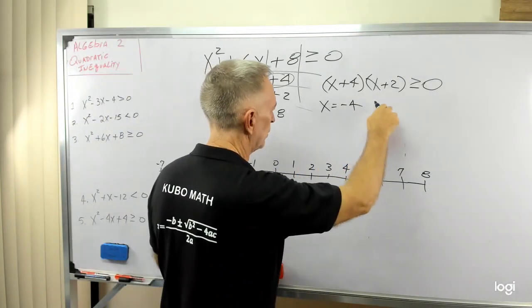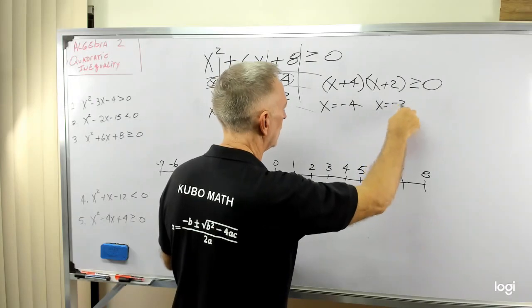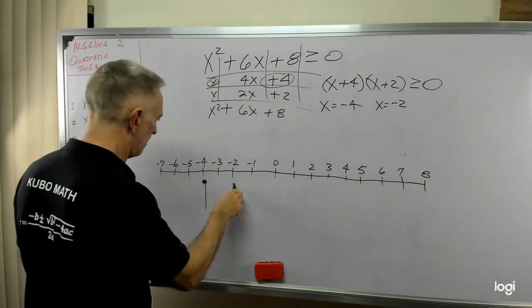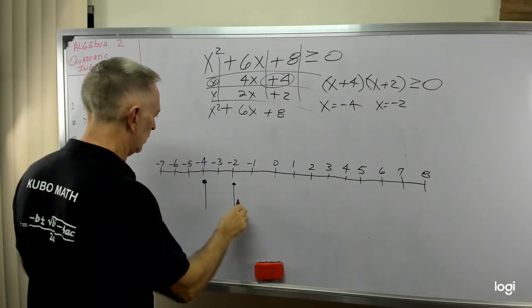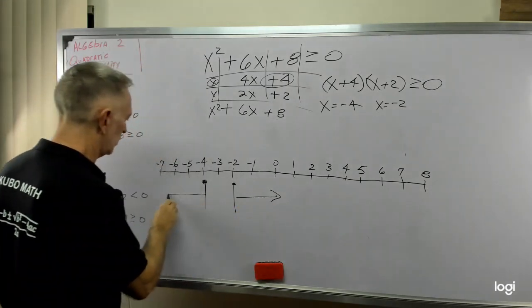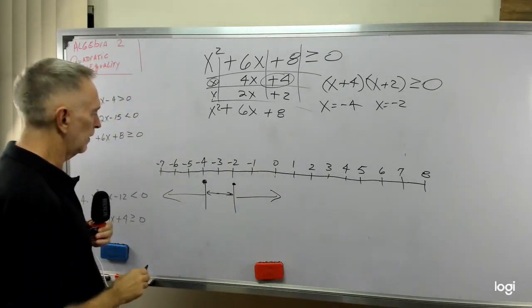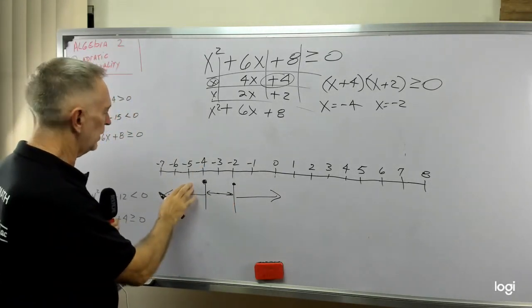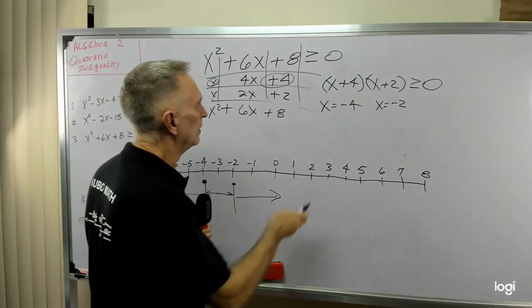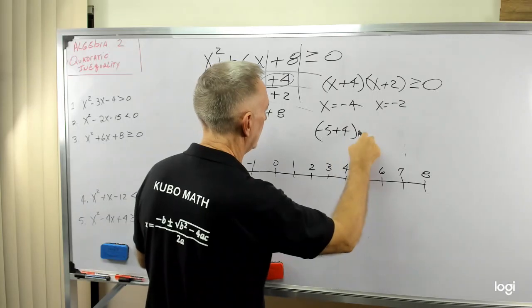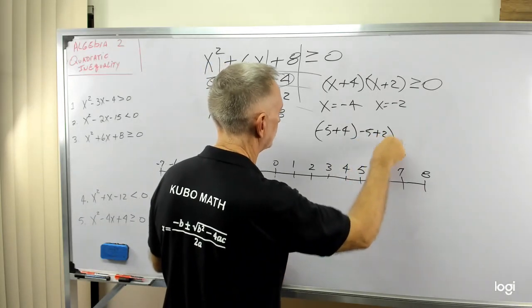Negative 2 plus 2 would give me 0, so x equals negative 2. So it actually equals negative 2. Now I have numbers on both sides of that and then inside there. So let's look at outside. Negative 5. Negative 5 plus 4 and negative 5 plus 2.